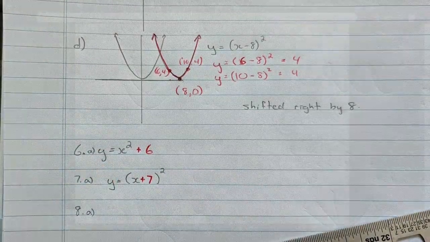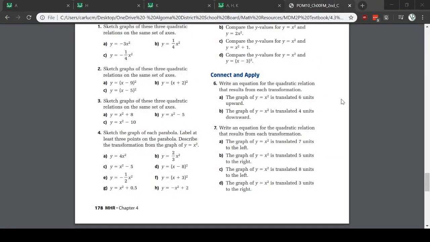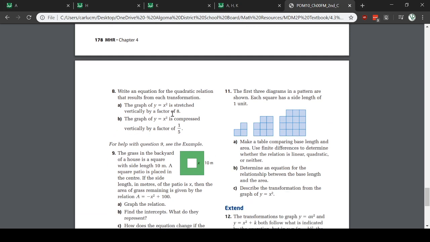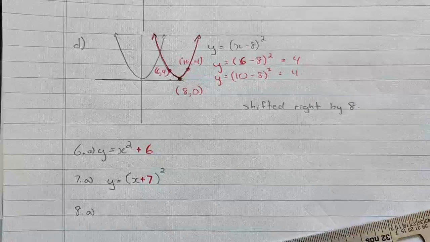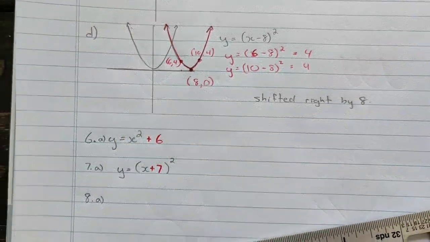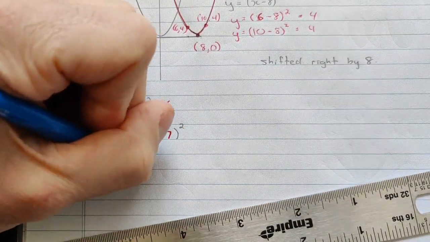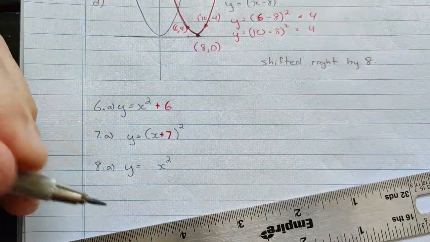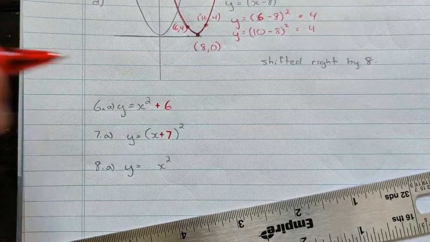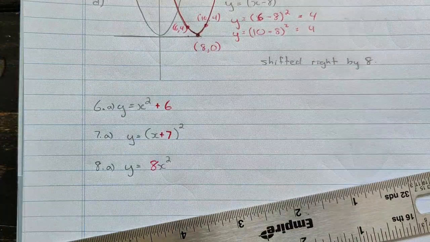And then in the case of number 8, it says the graph is stretched vertically by a factor of 8. So we're stretching the graph by a factor of 8. So in this case, base graph, value change, stretch, 8.